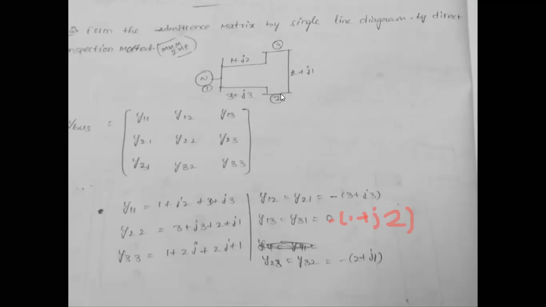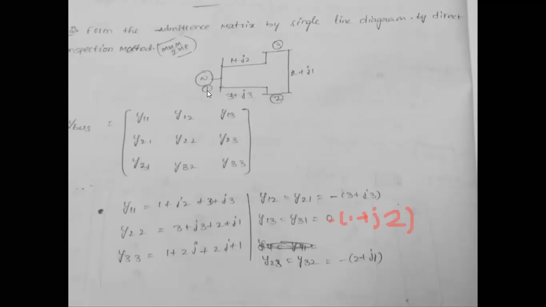Next Y22. What are the elements connected? 2 plus j1 and 3 plus j3. Next Y33. Which elements are connected? That is 3-1 and also 3-2, that is 1 plus j2 plus 2 plus j1.